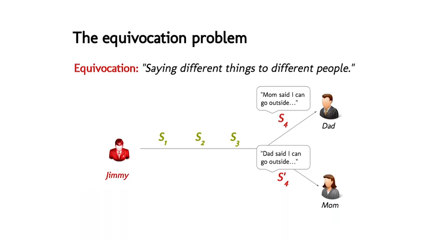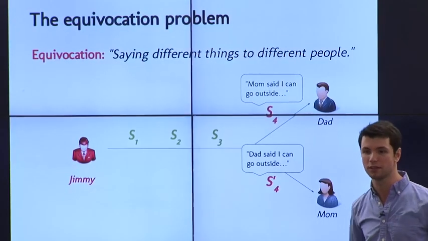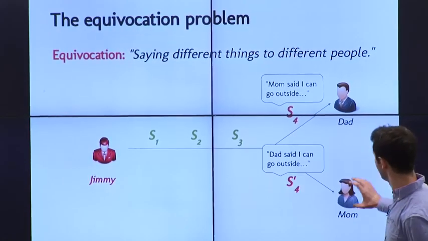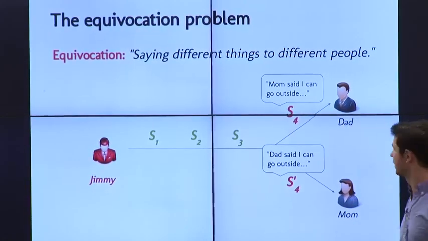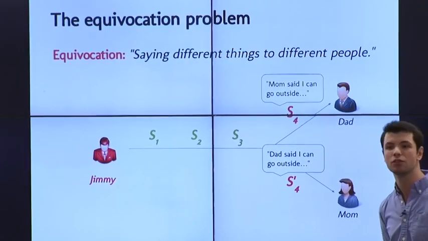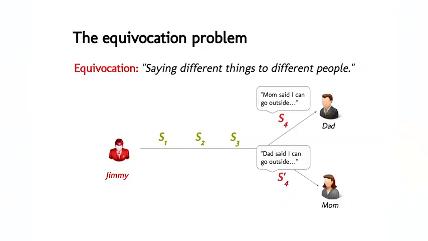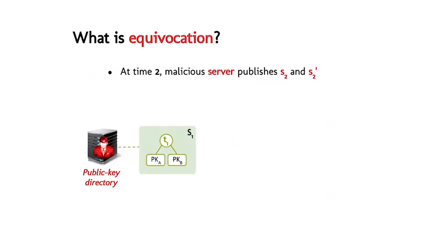And let's say mom and dad are in different rooms and they're watching soap operas and they're not talking to one another. So they can't really confirm what Jimmy told the other, but they both trust Jimmy. So you see how equivocation can be really problematic, because now mom and dad will say, sure, go outside, as long as the other person said that, right? But let me give you a more practical example.